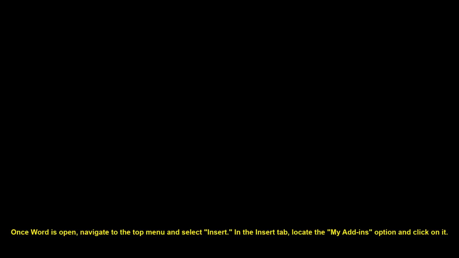Once Word is open, navigate to the top menu and select Insert. In the Insert tab, locate the My Add-ins option and click on it. A window will appear displaying all your installed add-ins. Find the Word AI add-in in the list.